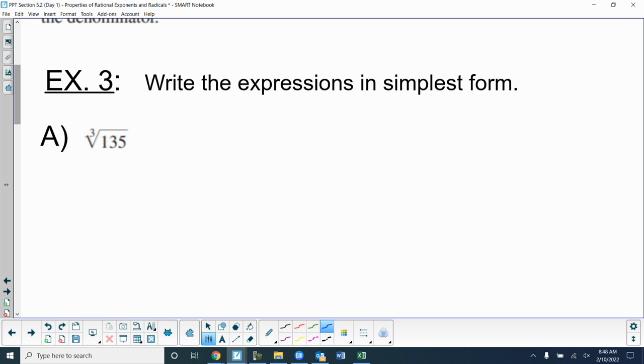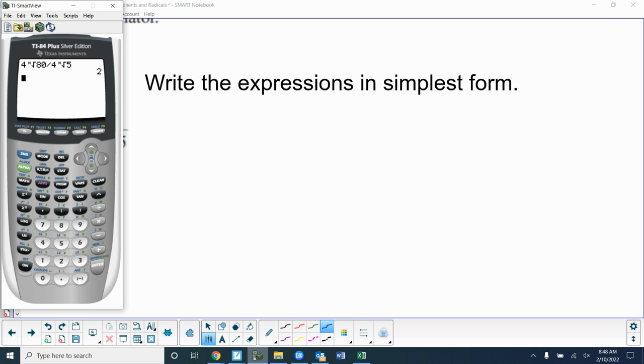All right, so if you wanted to do this, cube root, there's a cube root in math, it's number 4. I get a decimal, so am I allowed to use that answer? No. Okay, I have to do my factor tree now.